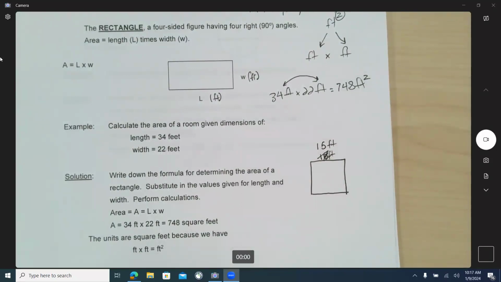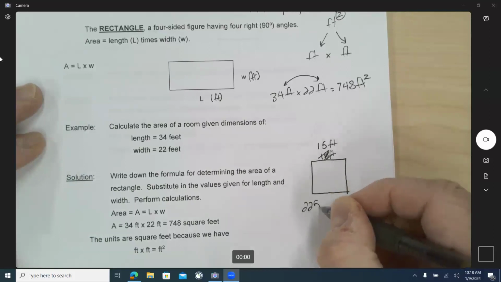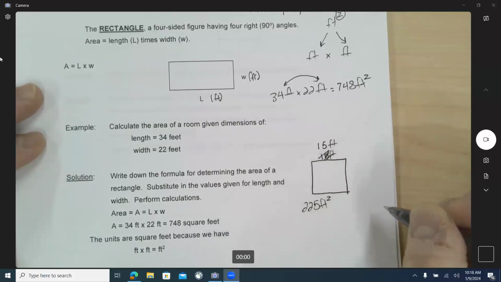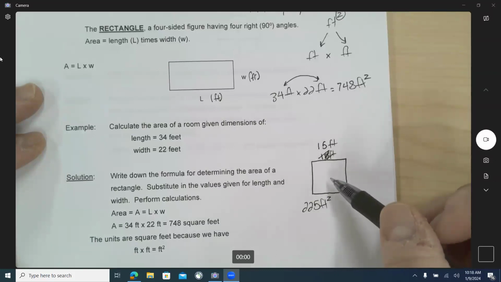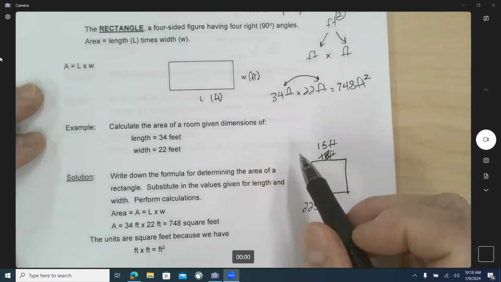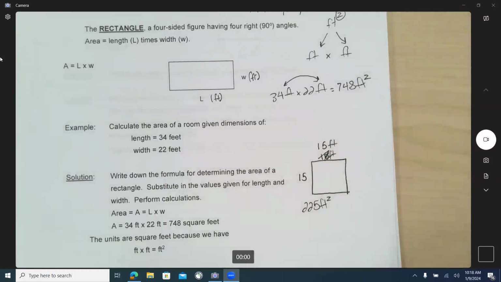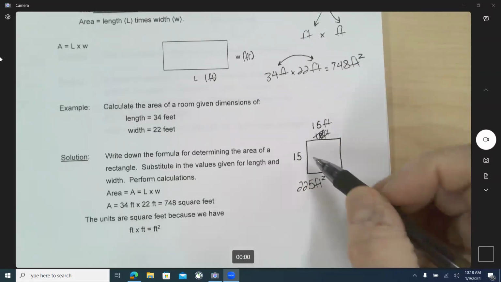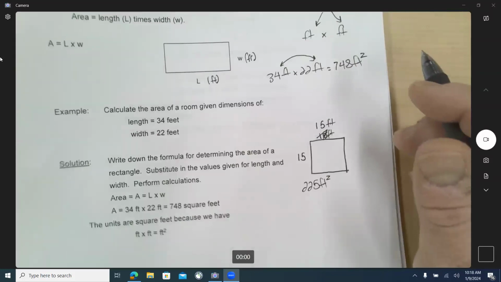If I told you one side of a square is 15 feet, what's the area? My guess is you're going to get it, no problems. It's going to be 225 square feet. Because the area of a square and area of a rectangle are pretty much the same thing. The shape is a little bit different because on a square, if one side's 15, the other side is also 15, right? So 15 times 15 gives me 225 square feet.